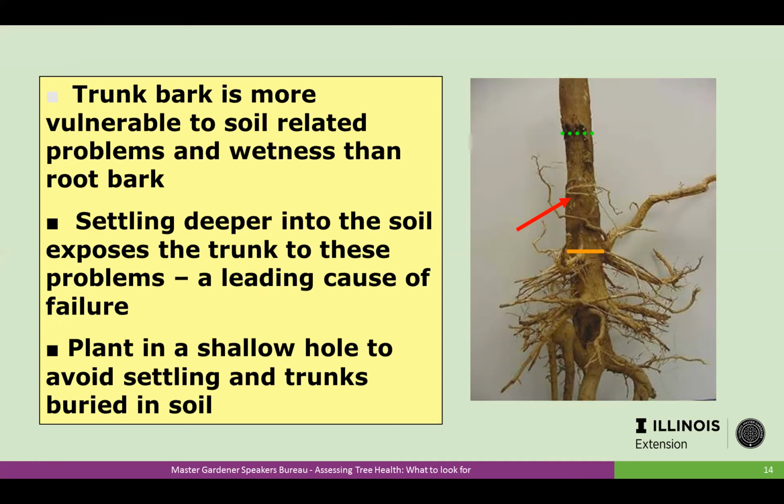And as a precaution on heavy soils, they actually recommend planting the tree a couple of inches high in order to be sure that you won't inadvertently have that tree sink down lower.